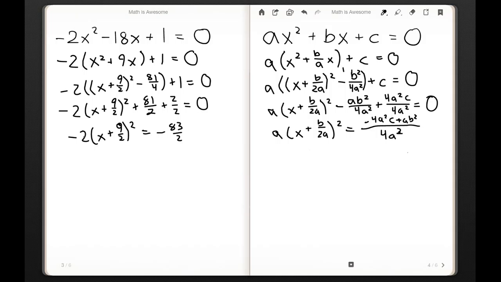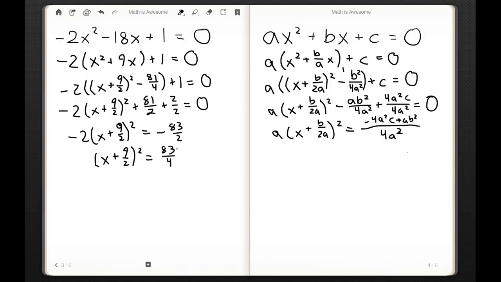Okay, now we divide both sides by negative 2 in this one. Dividing by a number is the same as multiplying by the reciprocal of that number, so we'll be left with 83 over 4.